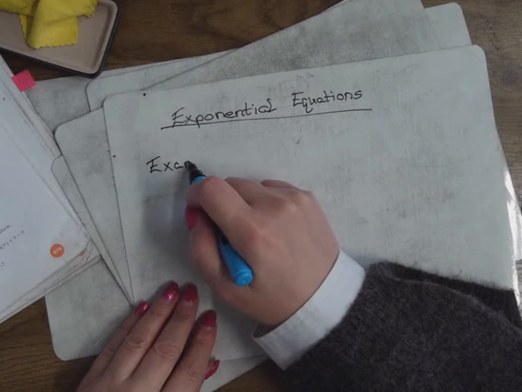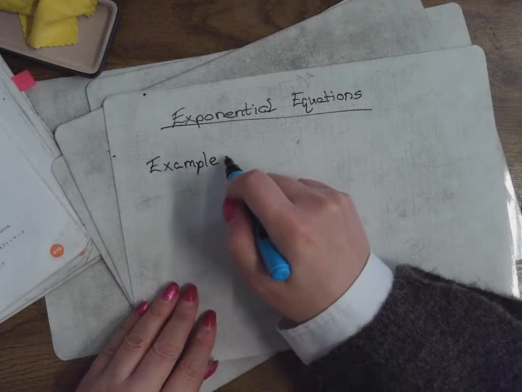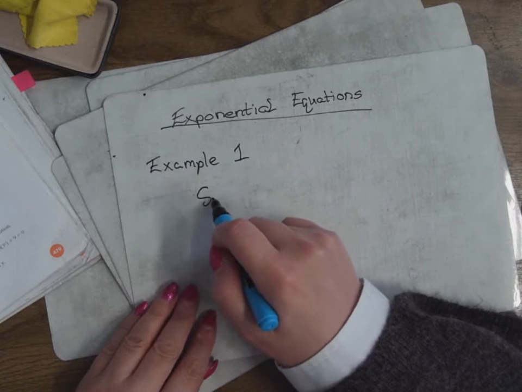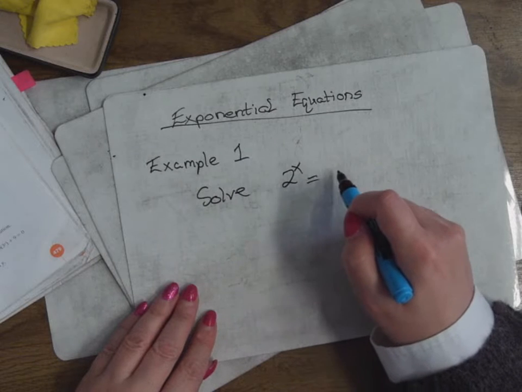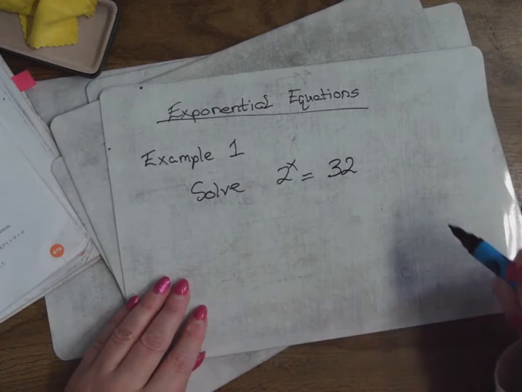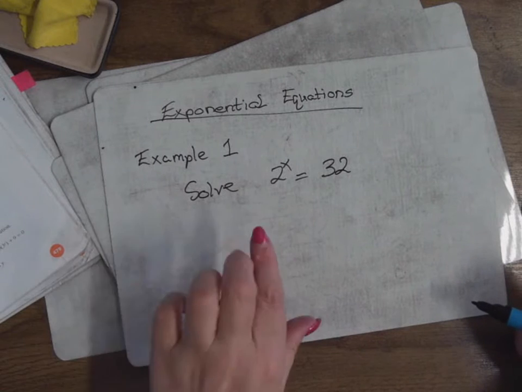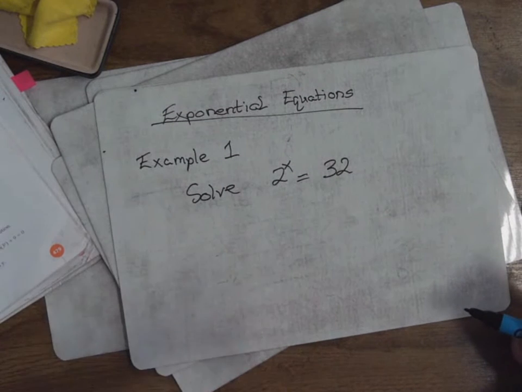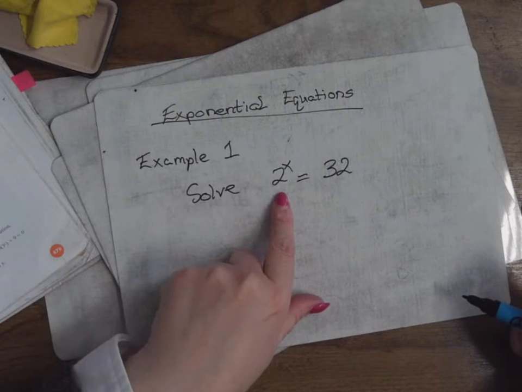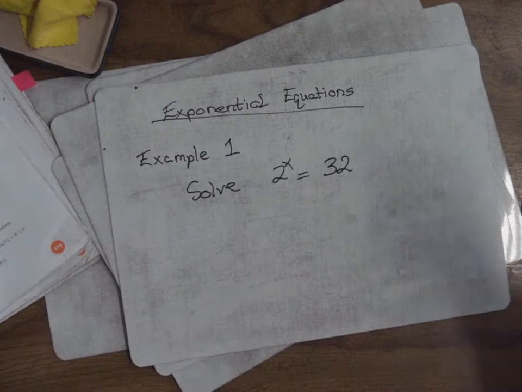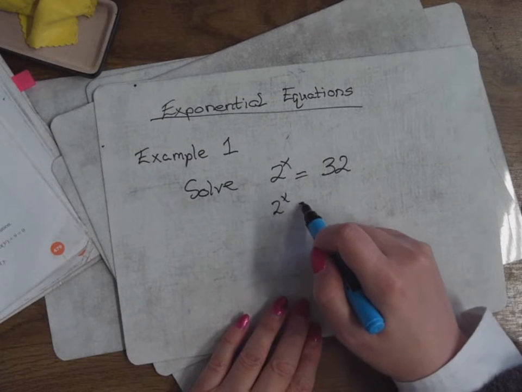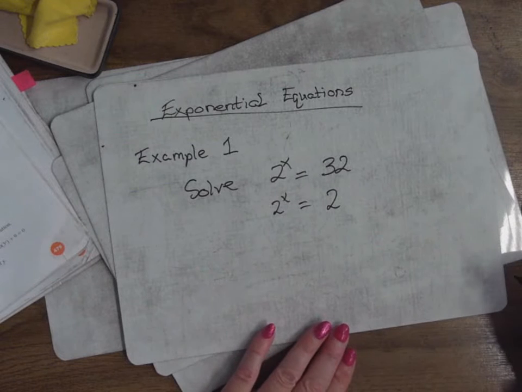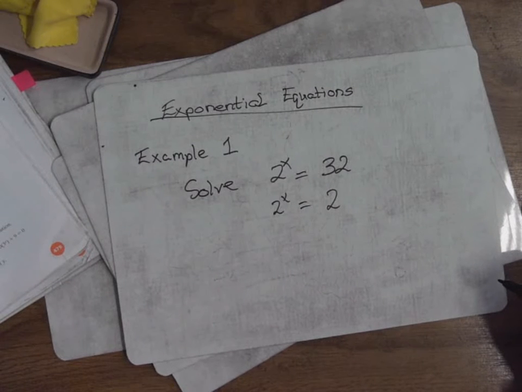Example one. Solve 2 to the power of x equals 32. So an easy one to start with. If the left side is written as 2 to the power of something, you need to write the right-hand side as 2 to the power of something. So the clue is in the question. If one thing is written as 2 to the power of, everything needs to be written as 2 to the power of. So instead of 32, I can write 32 as 2 to the power of what?